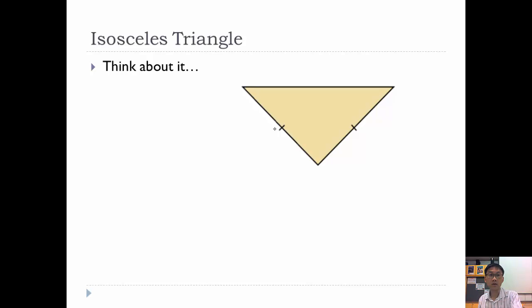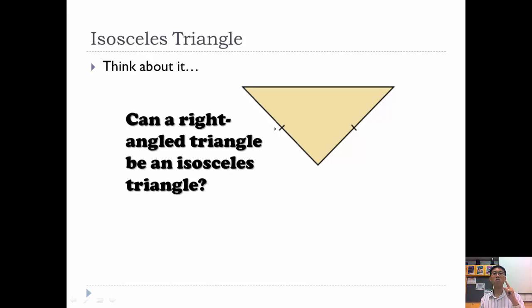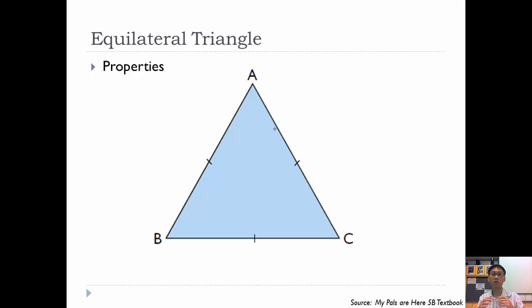Before we move on to the equilateral triangle, I want you to think about this. Can a right angled triangle be an isosceles triangle? I repeat myself. Can a right angled triangle be an isosceles triangle? Yes or no? I'm not going to tell you the answer. Come back to class and discuss this with your teachers. So let's move on to the equilateral triangle.